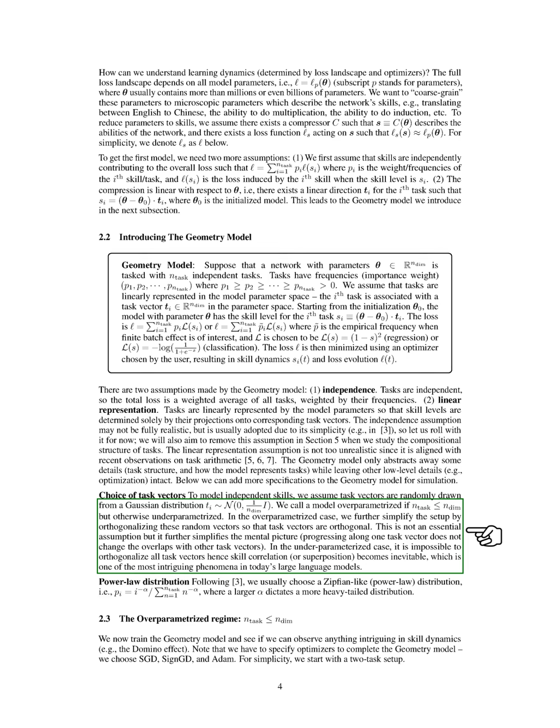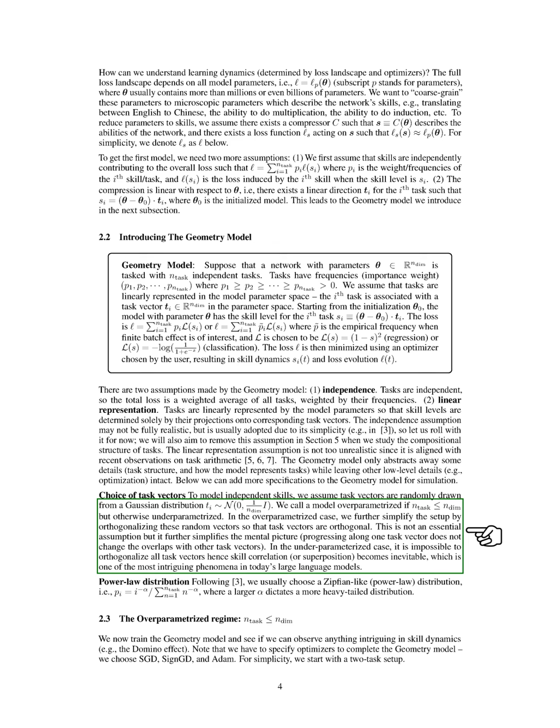Otherwise, it is underparameterized. In the overparameterized case, we make the task vectors orthogonal, which simplifies our understanding since moving along one task vector does not affect others. In the underparameterized case, we cannot achieve orthogonality, leading to skill correlation, a fascinating aspect of large language models today.